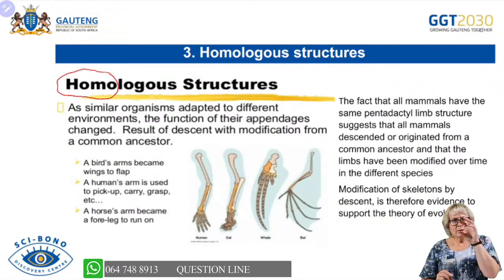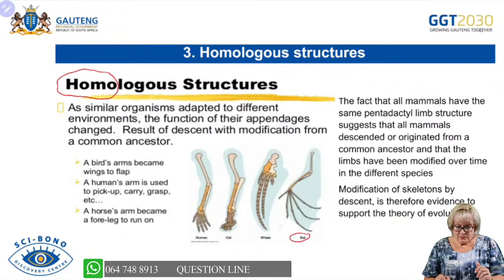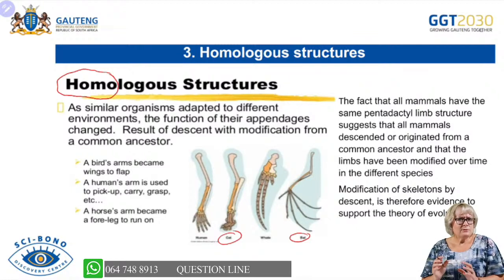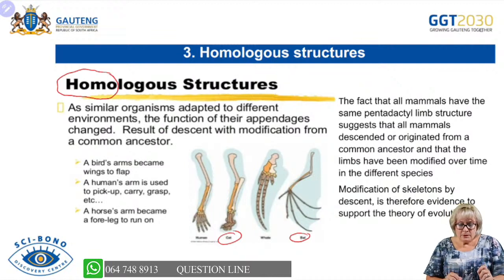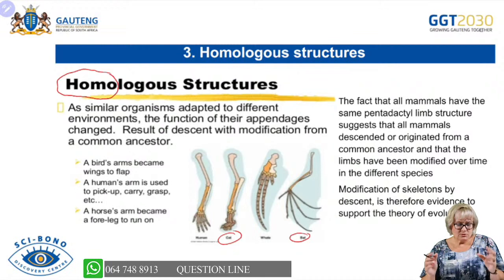So we look at the skeleton and we see, all right, if I look at the skeleton of a bat, or I look at the skeleton of a cat, I see some similarities, but yet they don't do the same thing with that part of their bodies. A bird's arm became wings to flap, all right? A human's arm is used to pick up and carry and grasp, things like that. We use our arms to do that. A horse's arm became a foreleg to run on. But if you look at the structure of those limbs, they look very much the same.